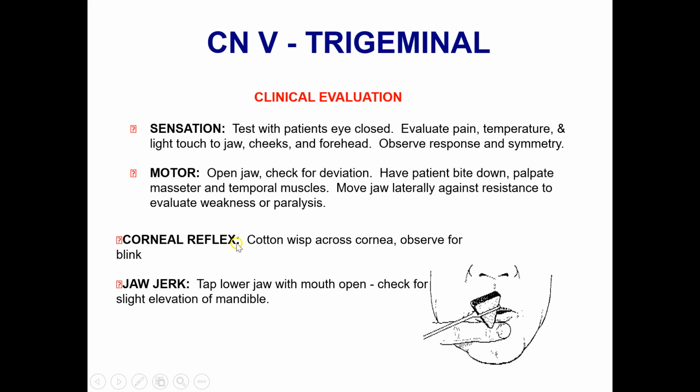Corneal reflex: with a cotton wisp across the cornea, you must observe for blink response. So the sensory component of the corneal reflex is from trigeminal nerve, while its motor component is from facial nerve. In jaw jerk, you tap the lower jaw with the mouth open, not closed, slightly open mouth. You tap the lower jaw with your finger placed over the jaw, and you must check for reflex, whether it is normal or brisk.